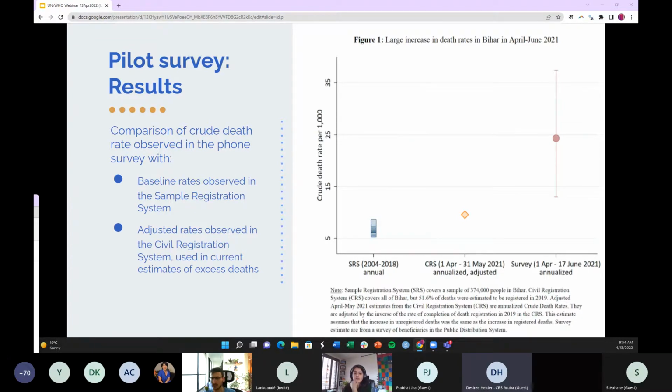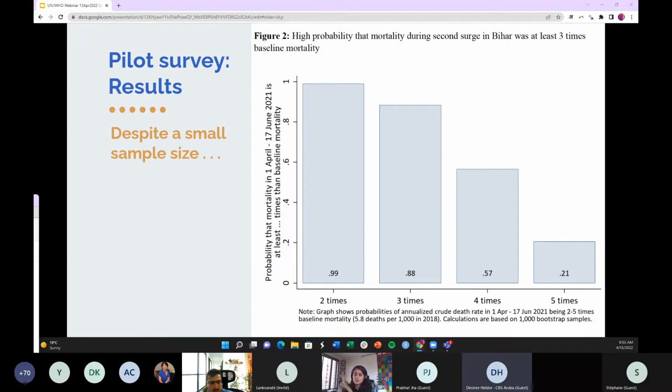This observed death rate is more than 4 times baseline mortality that we know for that time. What I want to point out here is that despite the very, very small sample size, the probability that mortality during the second surge was at least thrice the level of baseline mortality is a whopping 0.88. To us, this experience with phone surveys and subsequent analysis suggested the viability of and need for continuous large-scale mortality surveys.